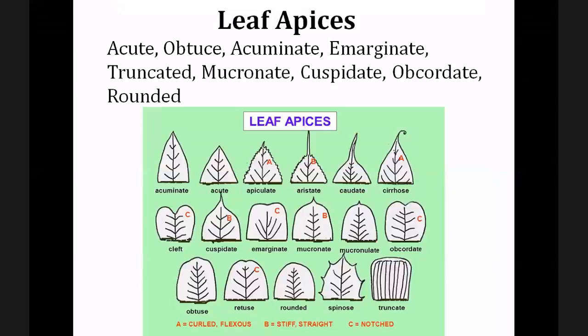The next one is leaf apex, the tip of the leaf. That also has several categories: acute, acuminate, obtuse, emarginate, truncate, mucronate. Those are some leaf apex types, the tip of the leaf.